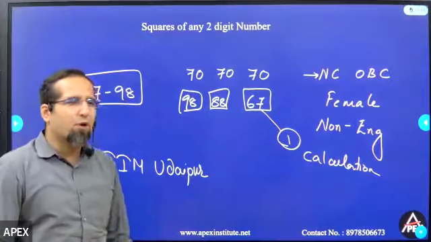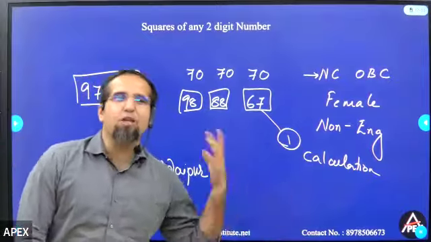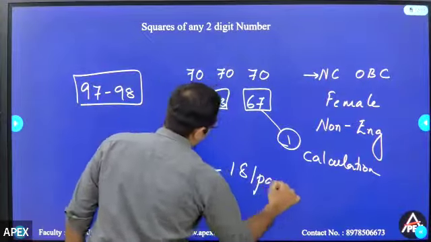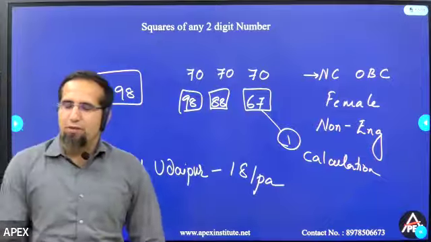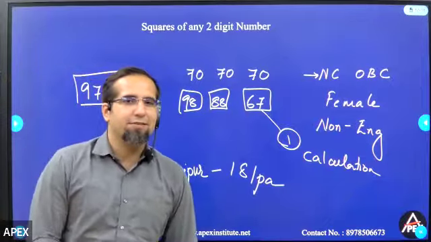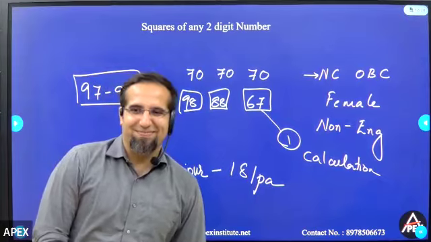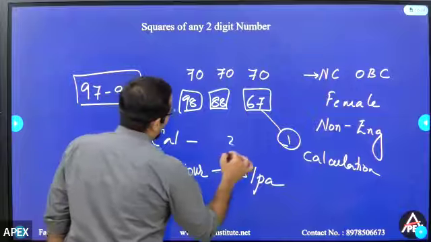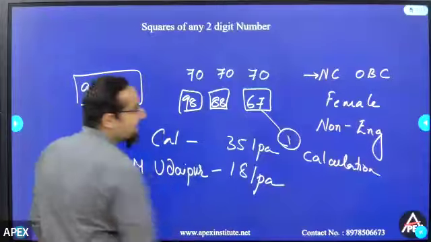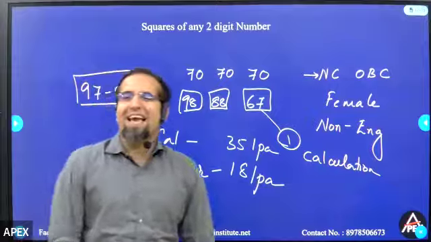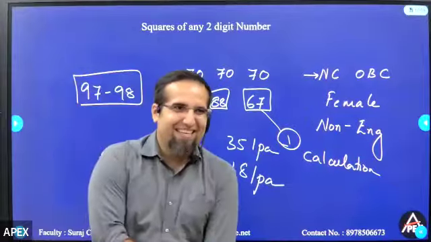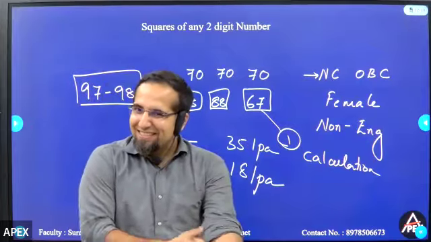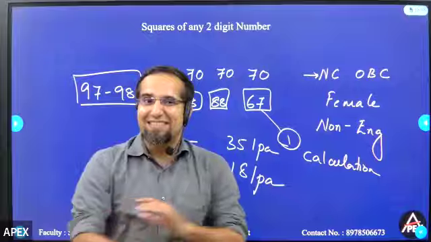Okay. Now let me give you a few more insights about this. Now IIM Udaipur has an average package of 18 lakhs per annum. Any guesses what is the average package of IIM Calcutta? 35 lakhs per annum. Okay. IIM Cal, 35 LPA. So can I say one calculation mistake is costing her 17 lakh rupees? 17.